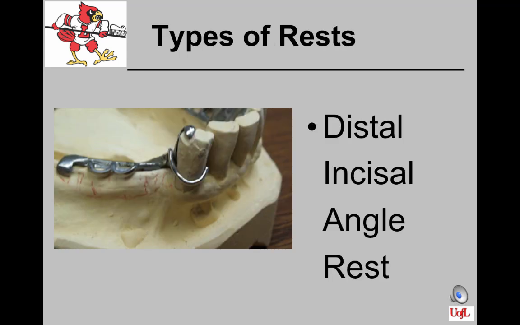This is our distal incisal angle rest. It is placed on that distal corner of the canine. It is a positive rest seat. It's placed there because the canine turns the corner of the mouth, and if you put it on the distal, it's a little less noticeable than if you placed it on the mesial. It's placed on mandibular canines, never on central incisors or lateral incisors, and never on maxillary canines. It would be very ugly.